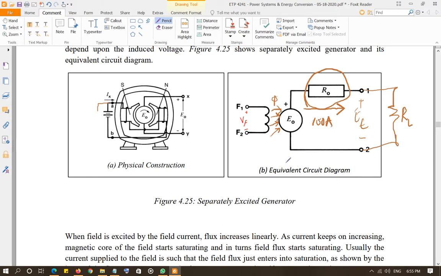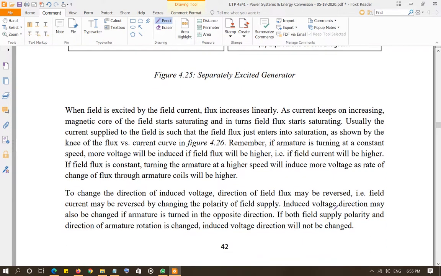If you change both of them, that is, you change the power supply direction and you also change the direction of the rotation of the armature, then E0 will still be induced in the same direction. So we don't change both of them at the same time. Only one can be changed to change the direction of the induced voltage.